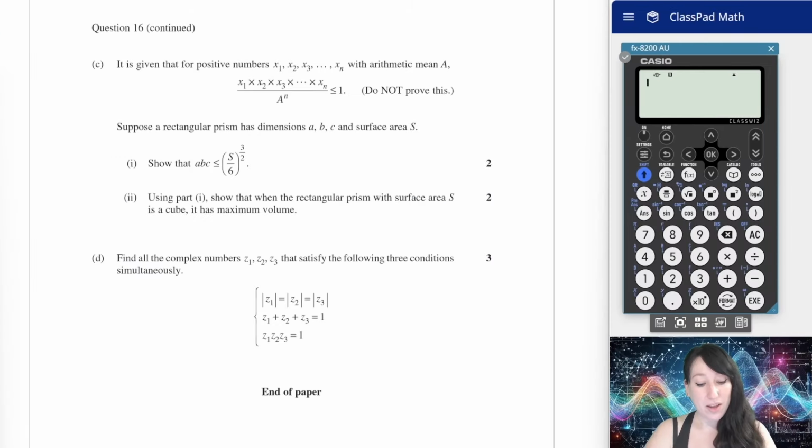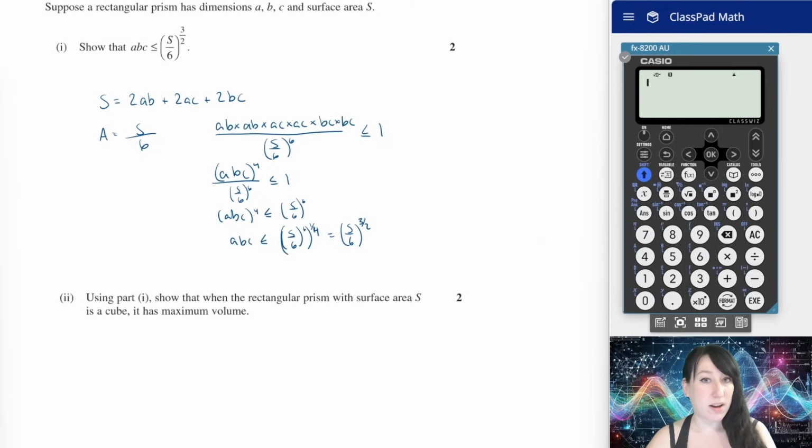Part 2. Using part 1, show that when the rectangular prism with surface area S is a cube, it has maximum volume. So let's say all sides are A. Our inequality becomes A times A times A, so A cubed, is less than or equal to S over 6 to the power of 3 over 2.